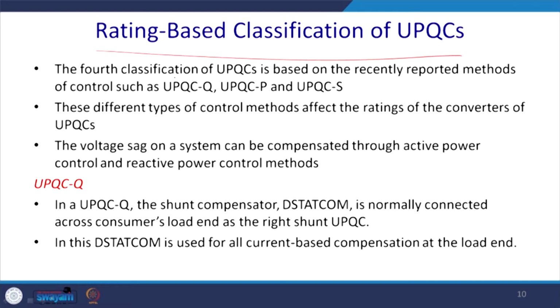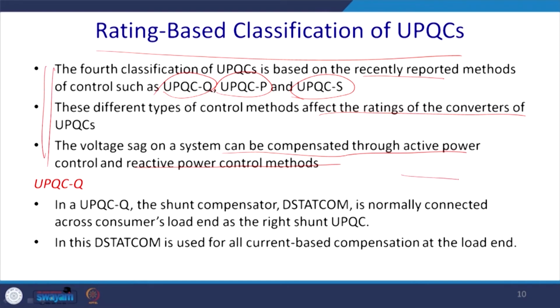The 4th classification of UPQC is based on a recently reported method. It is not very recently reported, rather 20 years ago. That is the UPQC-Q, which mainly compensates the reactive power, and UPQC-P, which mainly compensates the real power, and UPQC-S, whose kVA rating is constant, so you have the flexibility to use either P or Q. These different types of control methods affect the rating of the converter of the UPQCs. The voltage sag on the system can be compensated through reactive power control, because you may make it a capacitive compensation, which is what is done by the overexcited synchronous generator. The same thing you can achieve by sag control.